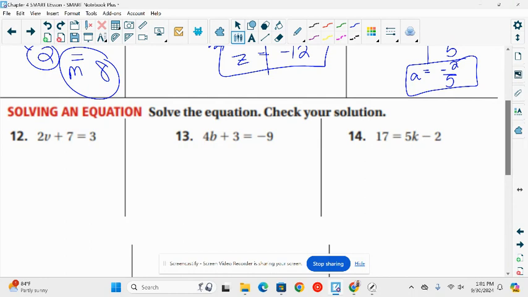Look, we even paid attention to our negatives and so proud. Good. All right.